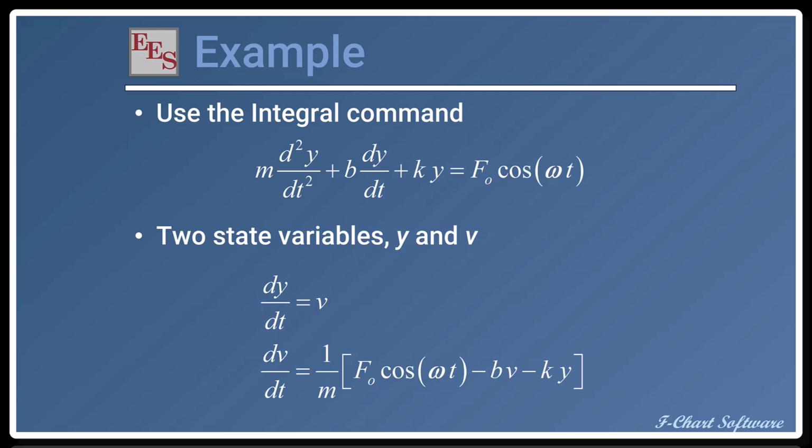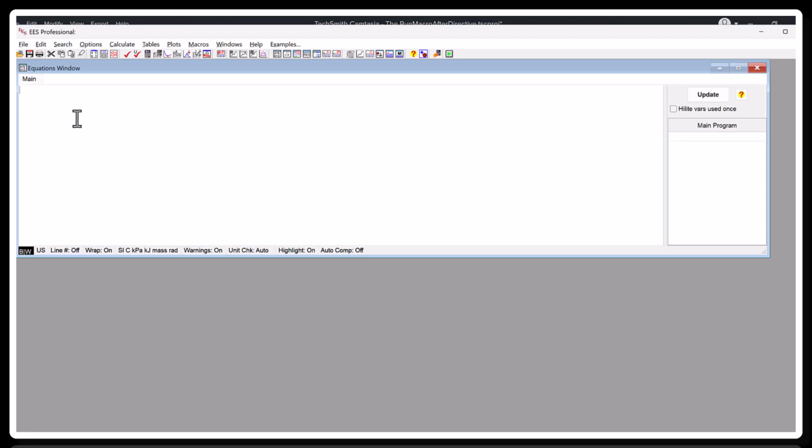And then dv/dt I get from the governing differential equation here. If I just solve for the acceleration, which is dv/dt, I see dv/dt here is 1 over m times the forcing function minus the damping force minus the spring force. So I'll go ahead and program these in EES.